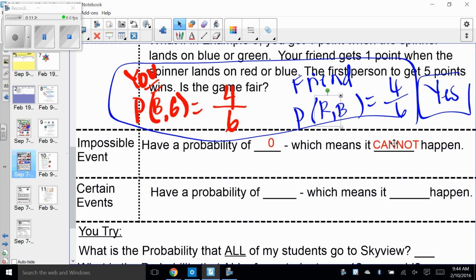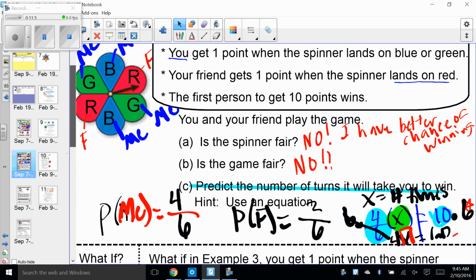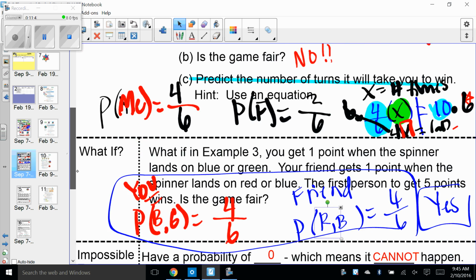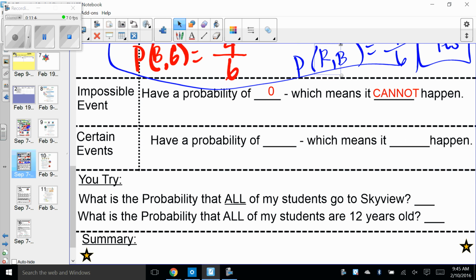So an example would be if we look up at that spinner on the top here and I say, what's the probability that we land on yellow? You would say, well, 0. The probability is 0 or 0% because we don't even have yellow on the spinner. You couldn't win.